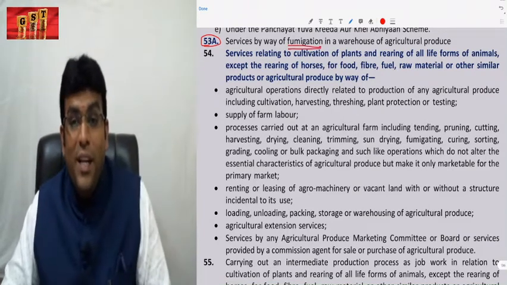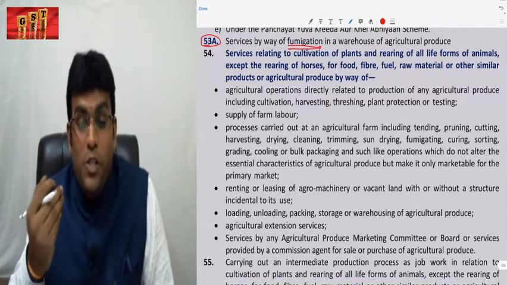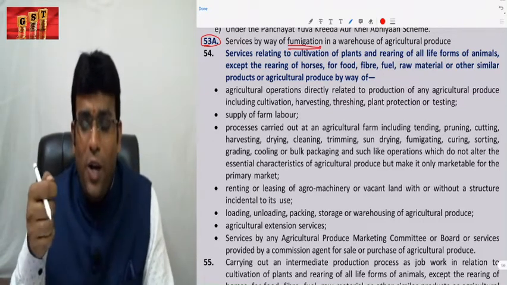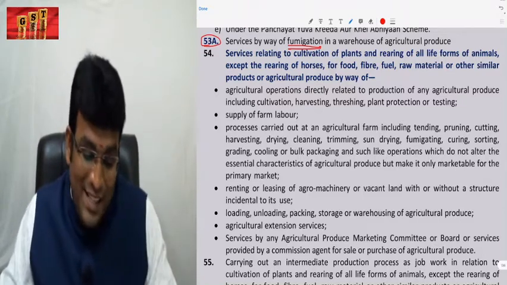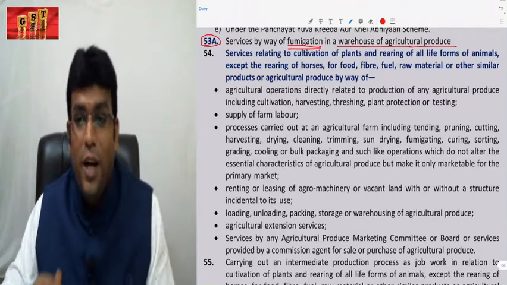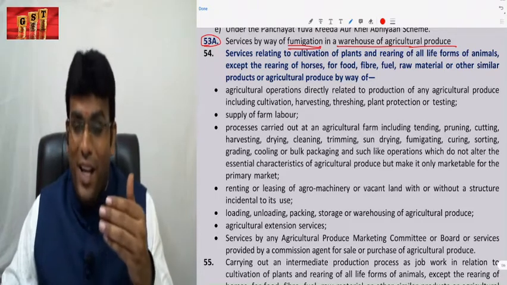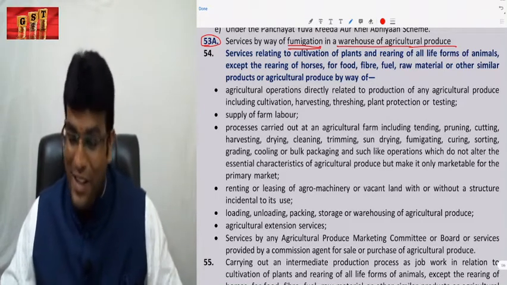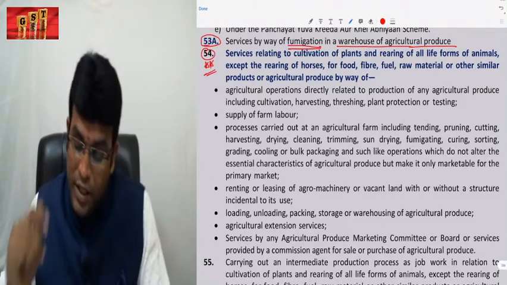Sir, fumigation is something like a smoke which is put so as to make sure the insects or any flies will not come. Smoke, guys, smoke. A lot of times you see on the road also, they put the smoke and go. Exactly. Services by way of fumigation in a warehouse of agricultural produce, that is also exempt, my dear friends. Getting clarity? Good.